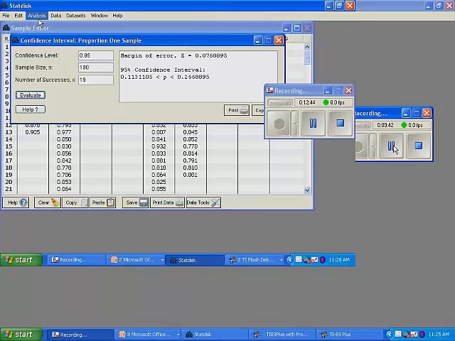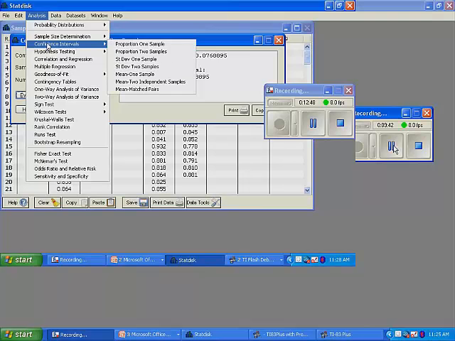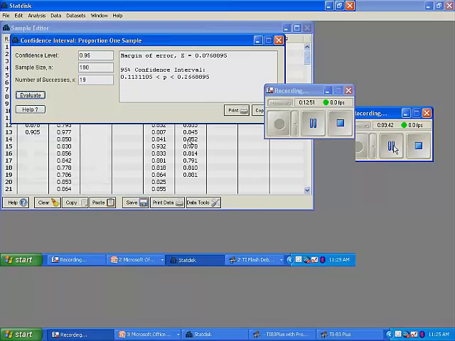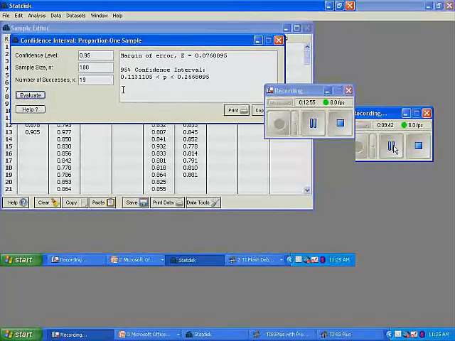This is all under analysis. See, analysis has lots of things you could do. The third choice down was confidence intervals. Well, what does it say? There's my confidence interval. It says my proportion P is between 11% and 26.6%.